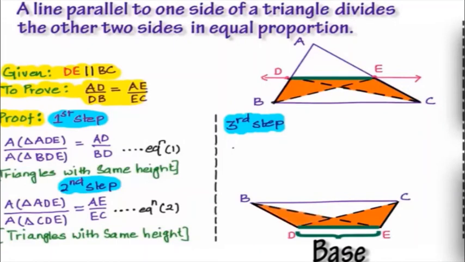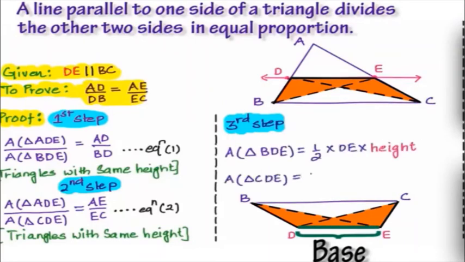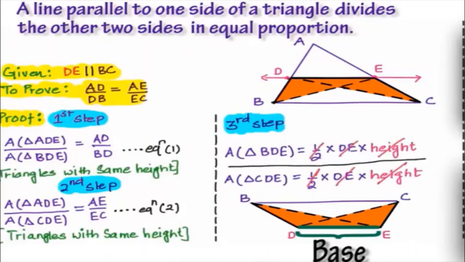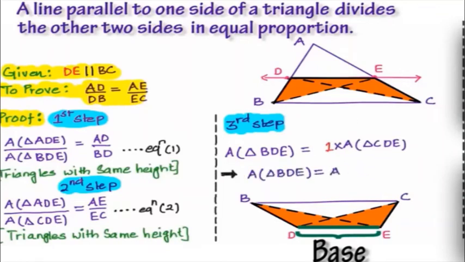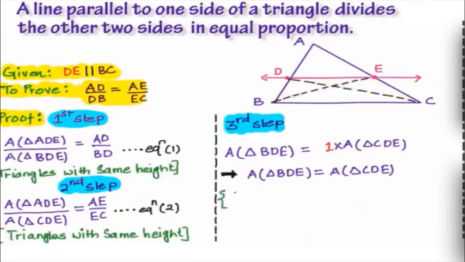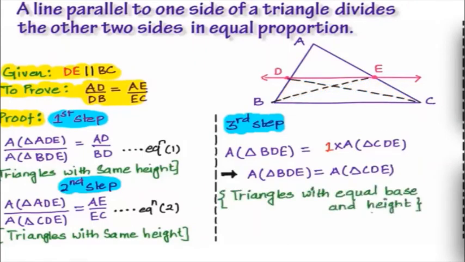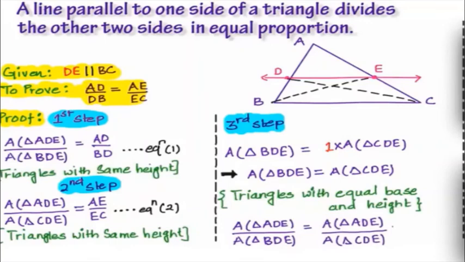The parallel lines are DE and BC, and therefore the heights of these two triangles are equal, and therefore the areas will also be equal. That means the area of triangle BDE is equal to the area of triangle CDE. Therefore the left hand sides of equation number 1 and equation number 2 are also equal. This was our third step.